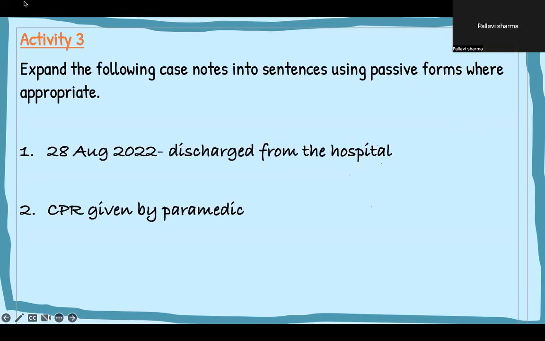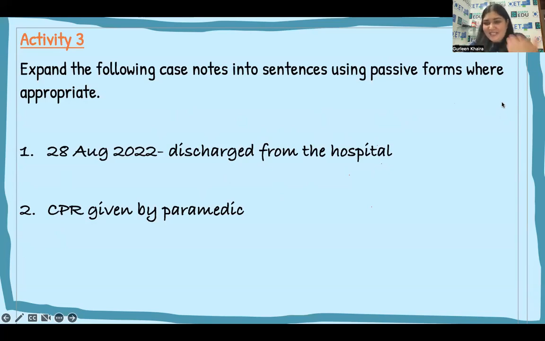So active voice would be appropriate here, or passive? The action discharge, is it happening to the patient? Is it important to mention who discharged the patient, or is it just important to mention that the patient has been discharged, or the patient was discharged? Passive, passive.